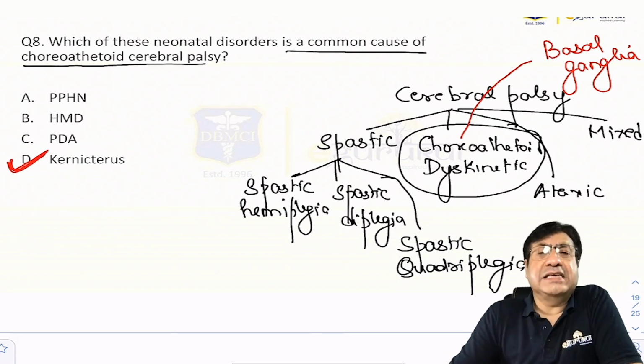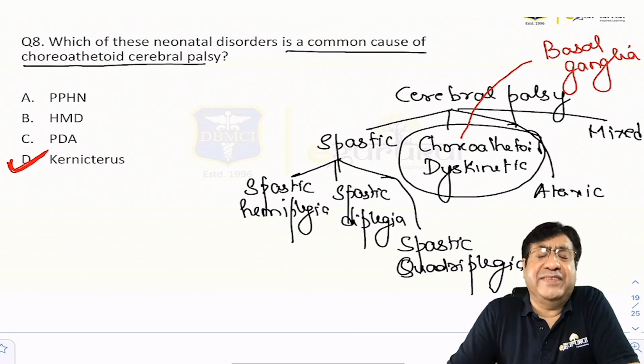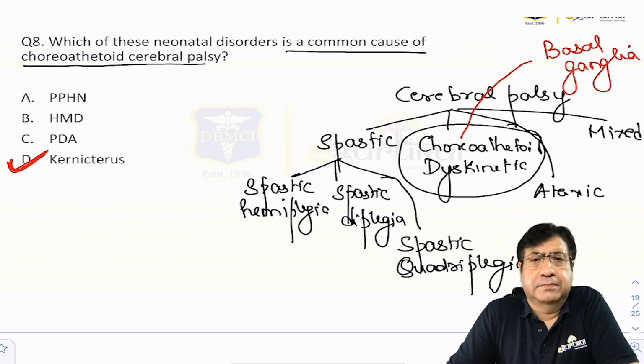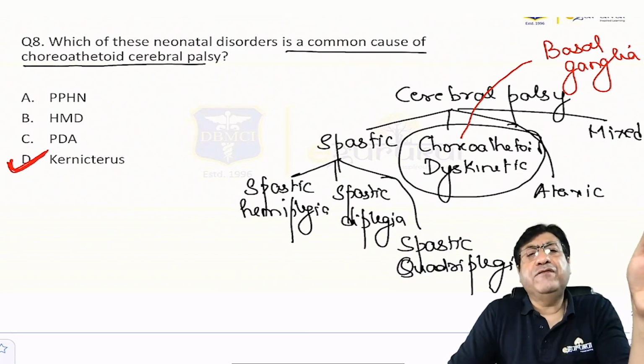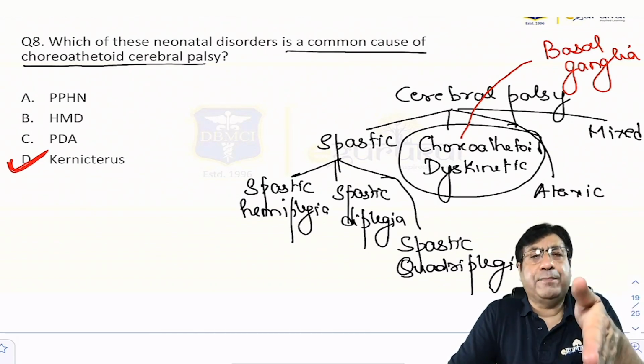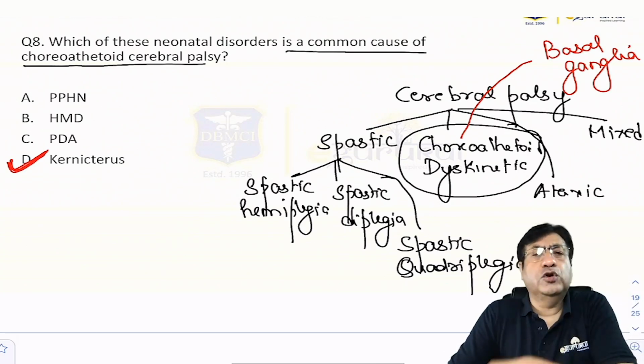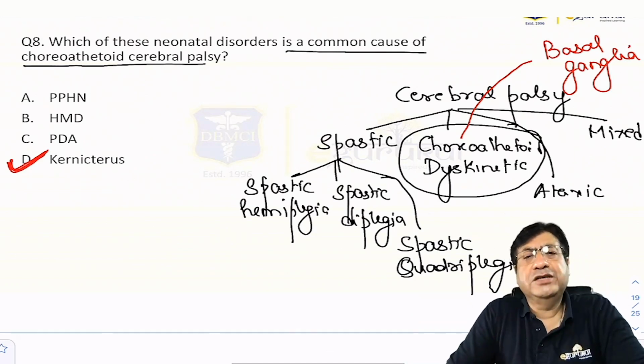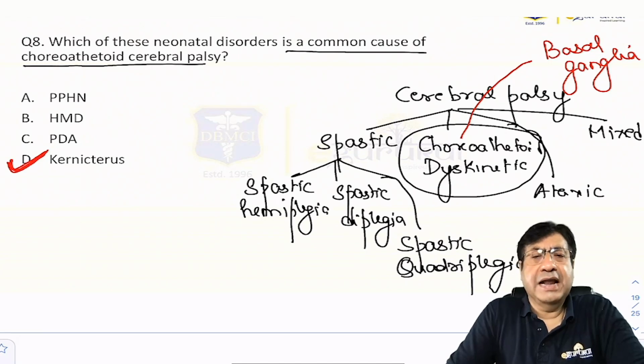Hypoxic ischemic encephalopathy or perinatal asphyxia is more commonly a cause of spastic cerebral palsies. So, because he's asking which of these neonatal disorders is more commonly a cause of a choreoathetoid type of cerebral palsy, the answer should be kernicterus. So, what should be the answer to question number 8? The answer to question number 8 should be kernicterus. Let us now move on to question number 9.